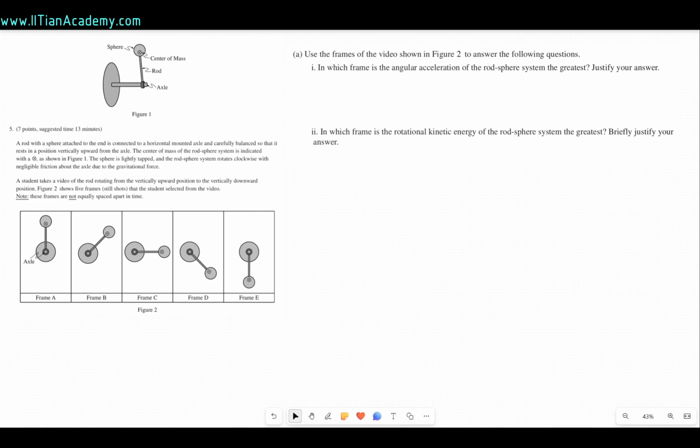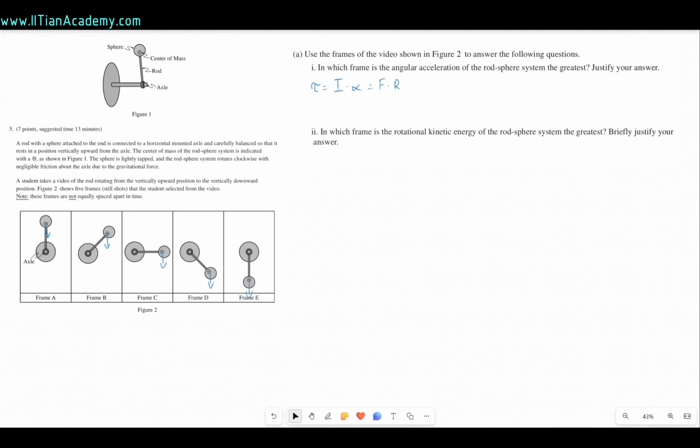So what we know is that torque is equal to the moment of inertia times the acceleration. So we need to see where the torque is the largest, because the moment of inertia is constant. So the torque is simply the force times the distance. And well, the force is going to be the weight of the sphere. And so we can draw the weight into all of these diagrams as a downwards pointing arrow.